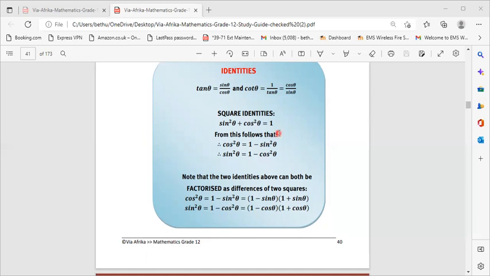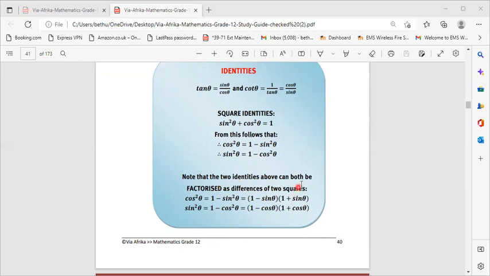Square identities. Sine squared theta plus cos squared theta is equivalent to 1. From this it follows that you can express cos squared theta as 1 minus sine squared theta. Then if you have sine squared theta, you can express it as 1 minus cos squared theta.